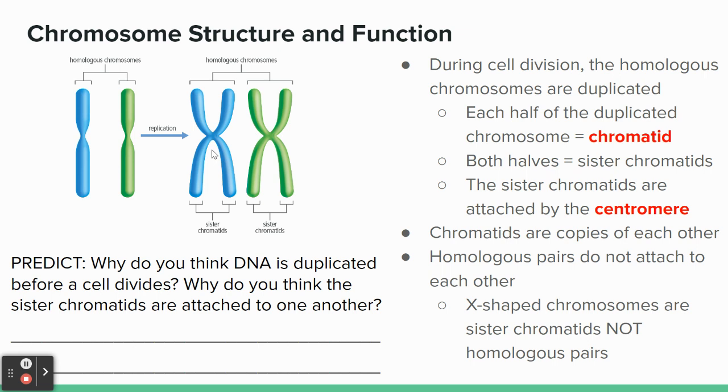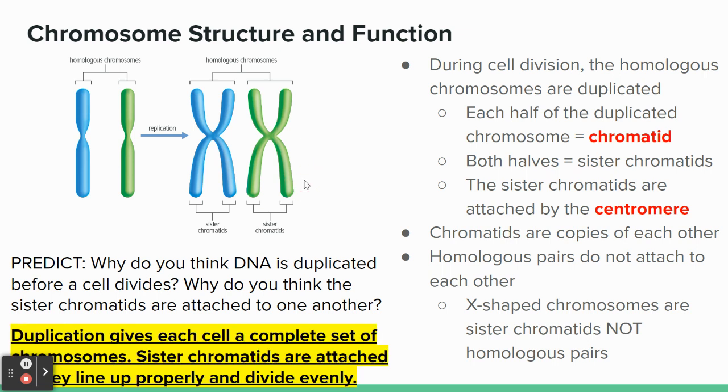Now, why do you think DNA is duplicated before a cell divides? Why do you think the sister chromatids are attached to one another? Well, it's because duplication gives each cell a complete set of chromosomes. Sister chromatids are attached at the center so they line up properly and divide evenly, and they don't get mixed up.